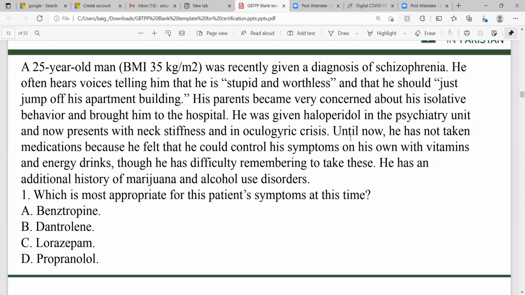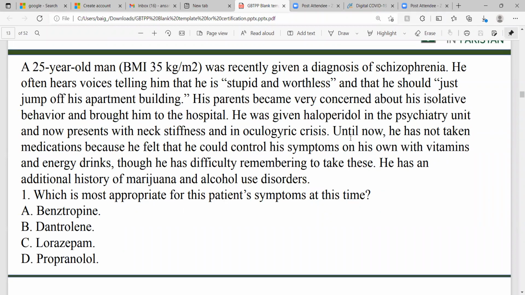In the psych department he now presents with neck stiffness and oculogyric crisis. Until now, he has not taken medication because he felt that he could control his symptoms on his own with vitamins and energy drinks. Though he has difficulty remembering to take these, he has an additional history of marijuana and alcohol use disorders. So which is most appropriate for this patient's symptoms at this time? Our options are benztropine, dantrolene, lorazepam, and propranolol.